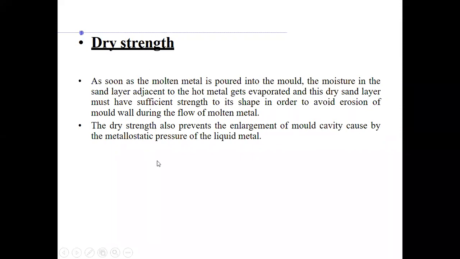Okay. Dry strength also prevents the enlargement of the mold cavity caused by the metallostatic pressure of the liquid metal, right? You have studied this in fluid mechanics, that fluids exert pressure on the surface that they get in touch with. So because of that metallostatic pressure of the molten metal, the mold cavity could be enlarged, right? That is prevented by having a good dry strength. So dry strength is also required to prevent this enlargement of the mold cavity because of this fluid pressure, metallostatic pressure.